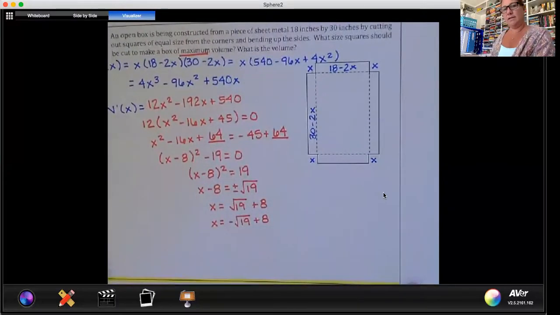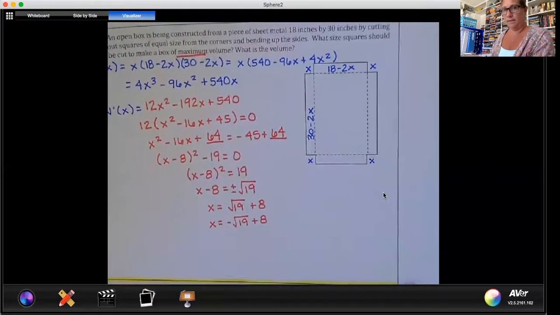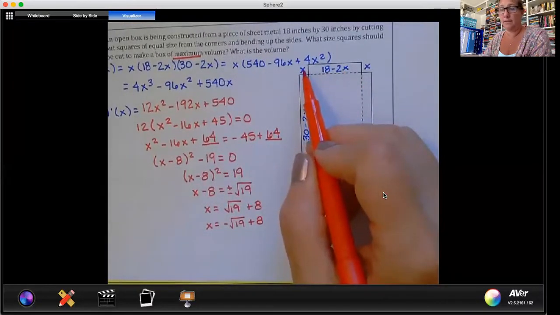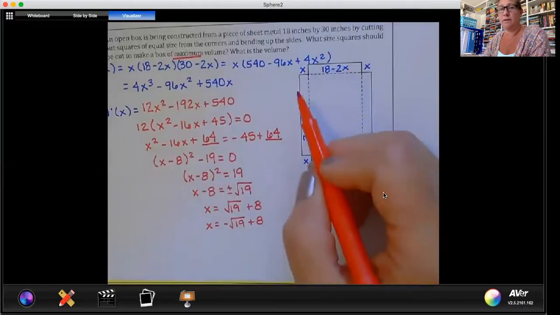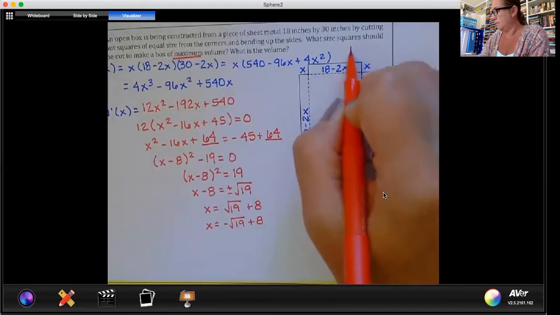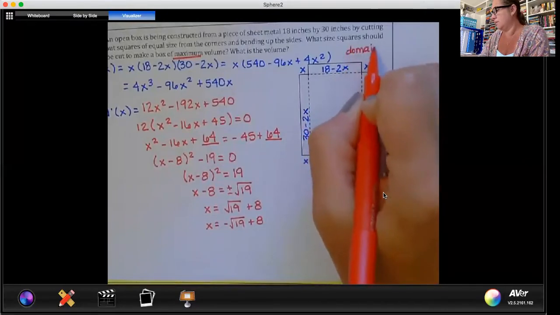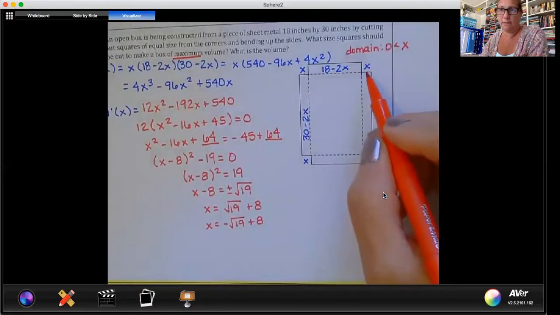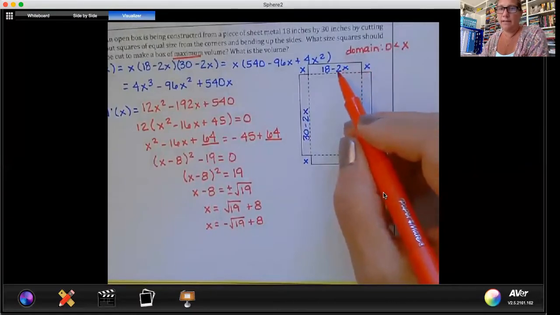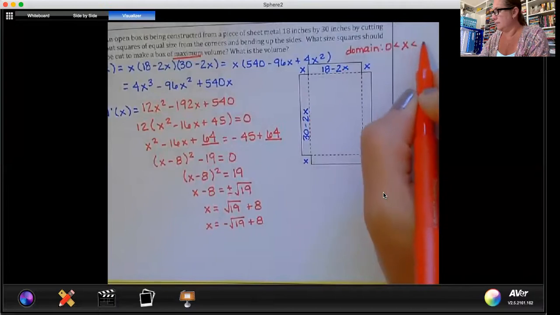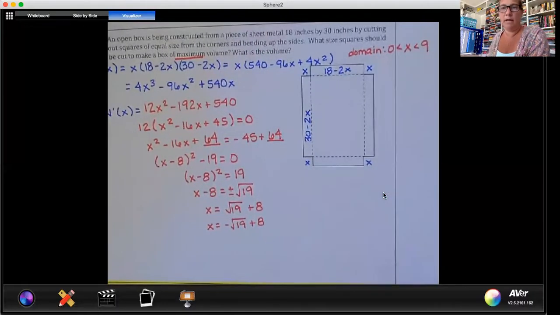Now, one thing we haven't established, which we're going to do now, is our domain. So we know first of all that x can't be 0. We know that this can't be 0 and this can't be 0. So we've got to start at 0, but we can't include 0 because you can't take out 0. So 18 minus 2x, what would make that 0 would be 9. And what would make that 0 would be 15. So we need the lesser to make sure we don't get any negatives.